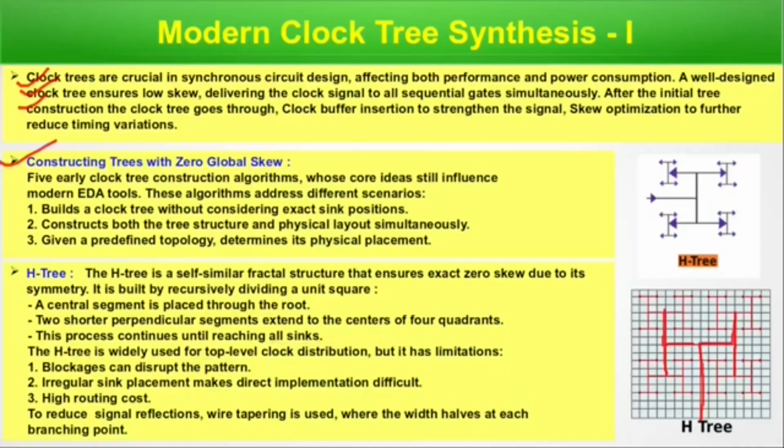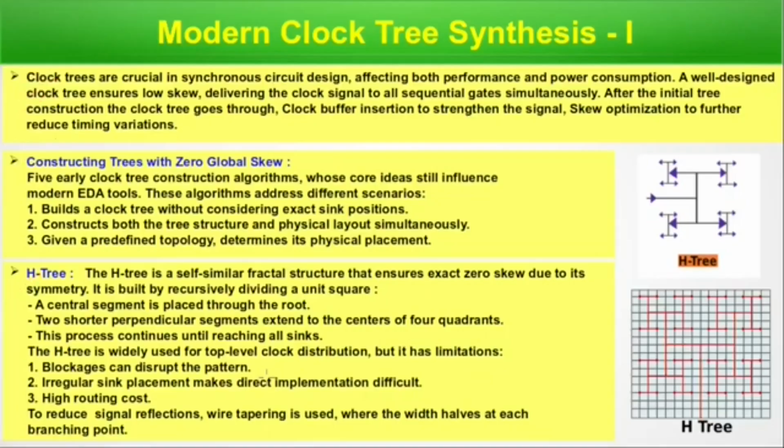The H-tree is widely used for top-level clock distribution, but it has limitations: blockages can disrupt the pattern, irregular sink placement makes direct implementation difficult, and it has high routing cost. To reduce signal reflection, wire tapering is used, where the width halves at each branching point. This is the H-tree. It has a symmetrical structure, although it has some downsides. We are done with this slide.